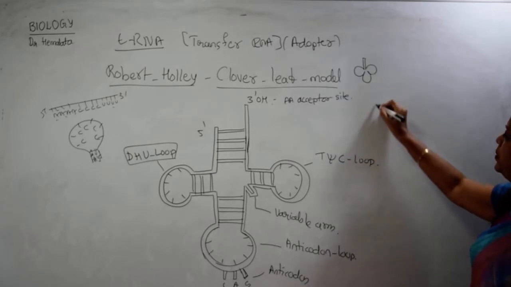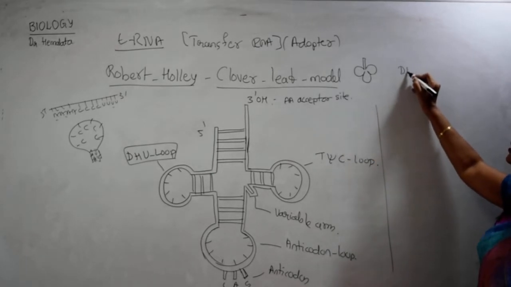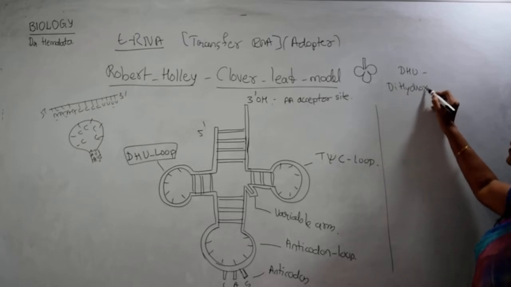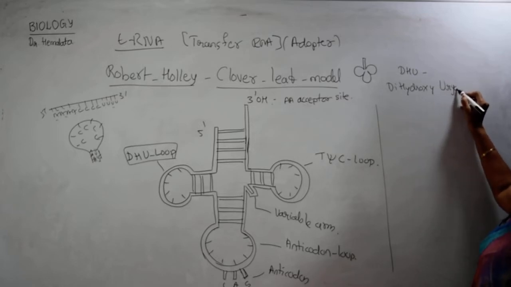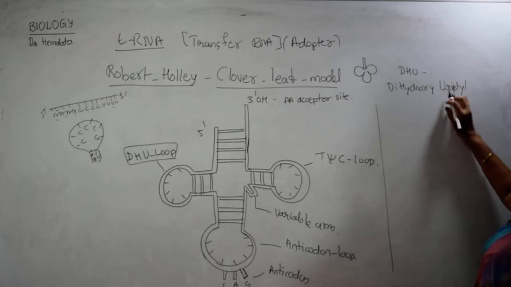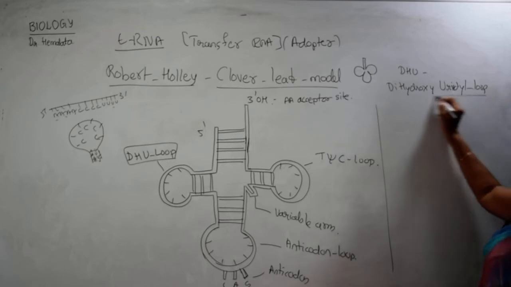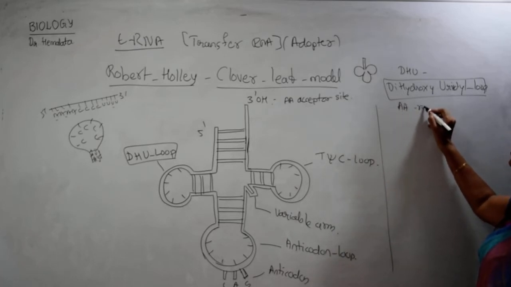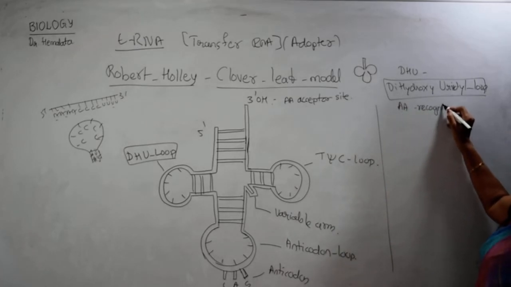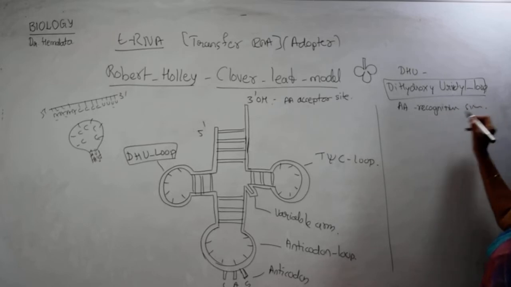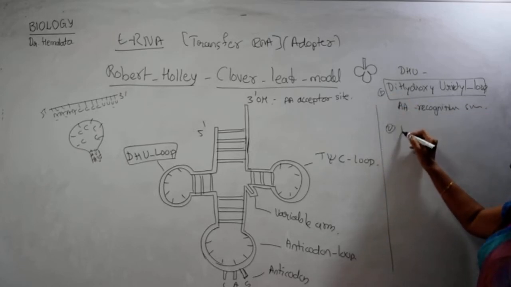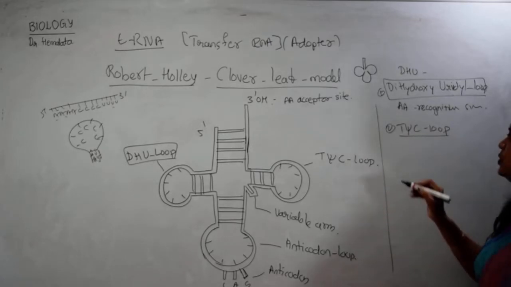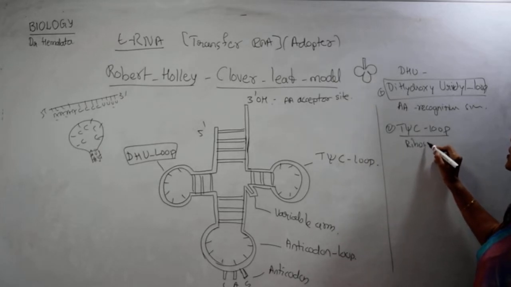3' OH is the acceptor site, and DHU refers to the dihydroxyuridine loop. Uridine loop. Okay. This helps in identification of amino acids, so it is called the amino acid recognition site. Right? This is the first one. Then the second is called the T-C loop. This helps in recognizing the ribosomes. It is the ribosomal recognition site.